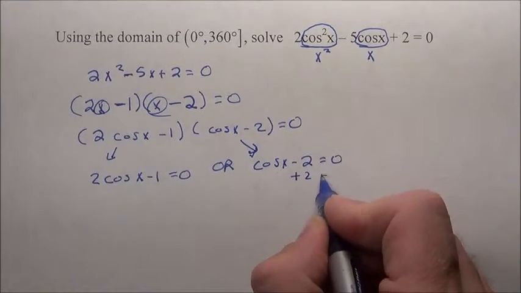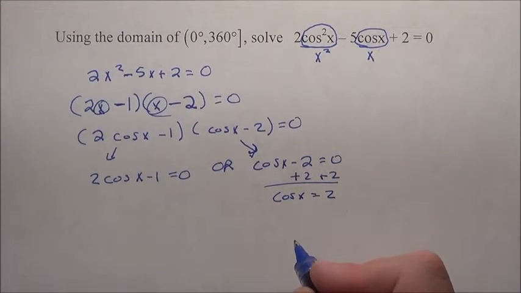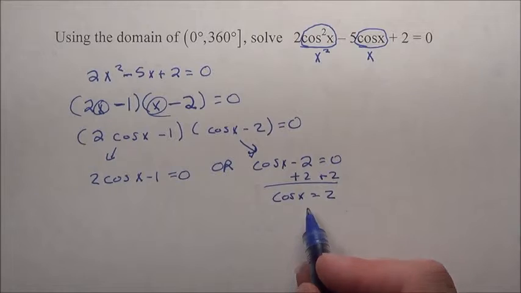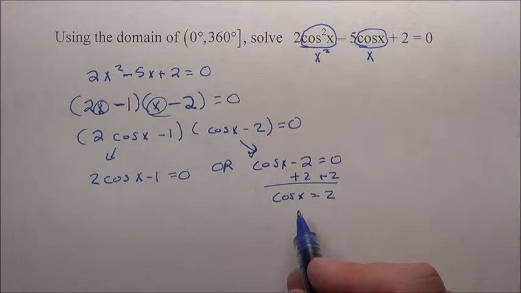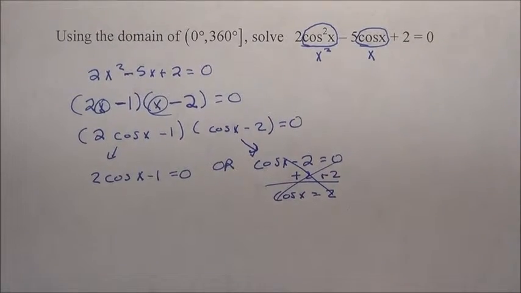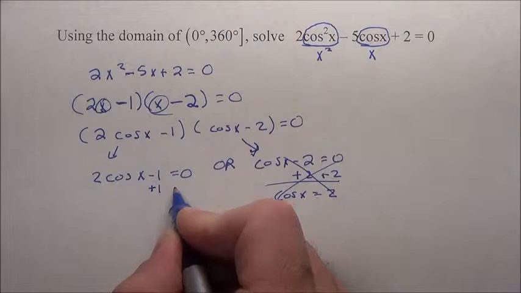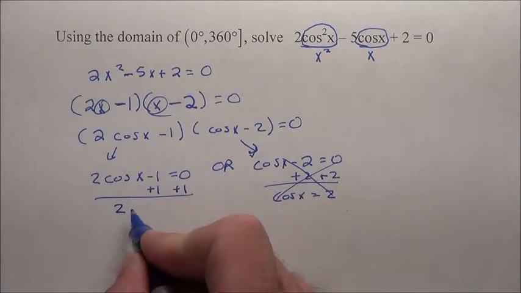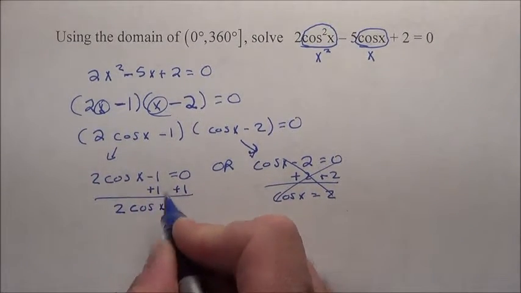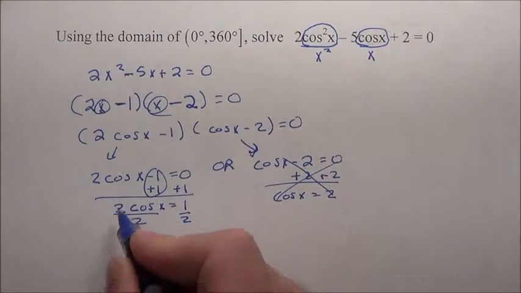Well, let's add 2, add 2. Cosine of x has to be a 2. When does that occur? Never, because cosine is always between 1 and negative 1 on the unit circle. It never goes out to 2. So this part we don't even have to worry about. Boop, it's gone. Let's come focus on this. Add 1, add 1. We're looking for 2 times the cosine of x, that goes away right there, equals 1. Divide by 2, divide by 2.